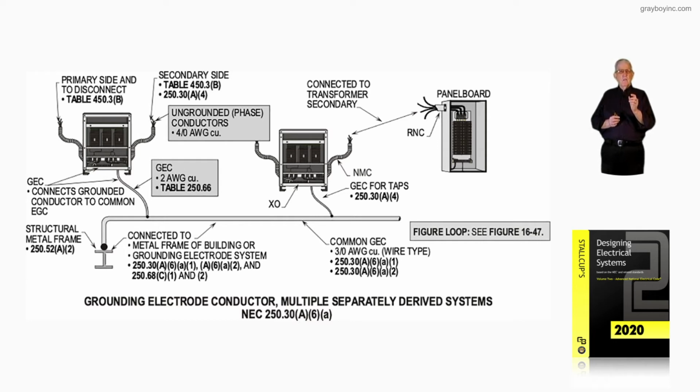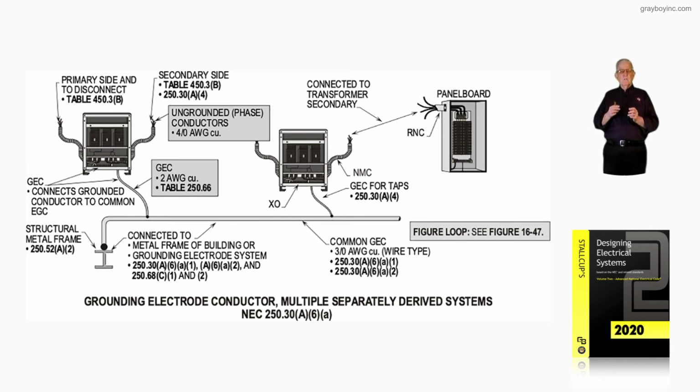inspected according to 250.30(A)(6)(a)(1), (a)(2), and 250.68(C)(1) and (C)(2). The common grounding electrode conductor, as I just previously stated, if it's a wire type conductor, 3/0 as large as it would have to be, in accordance with 250.30(A)(6)(a)(1) is an apple, as well as 250.30(A)(6)(a)(2) is an apple.